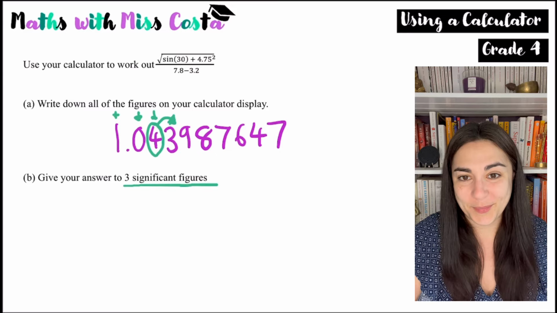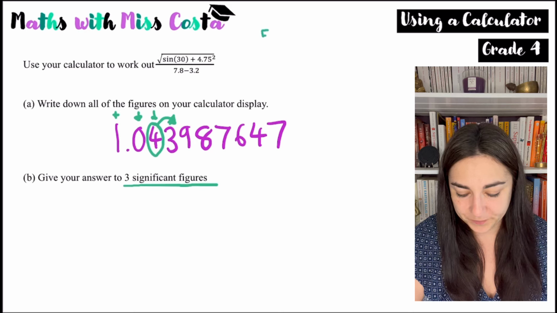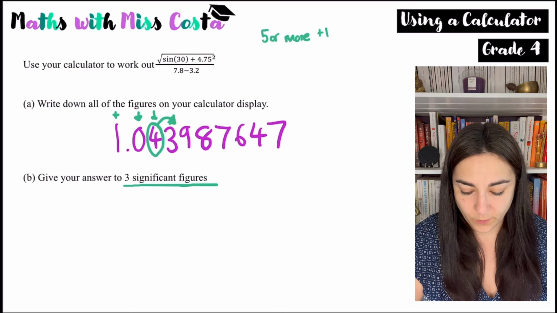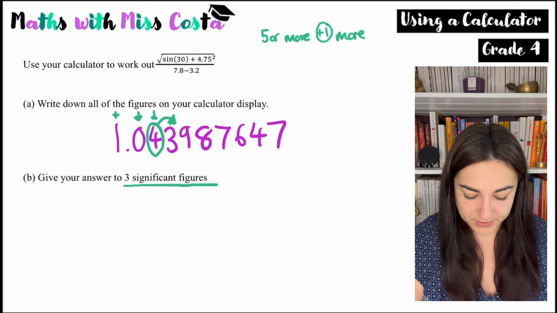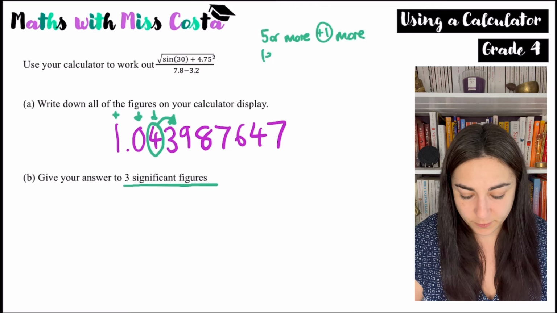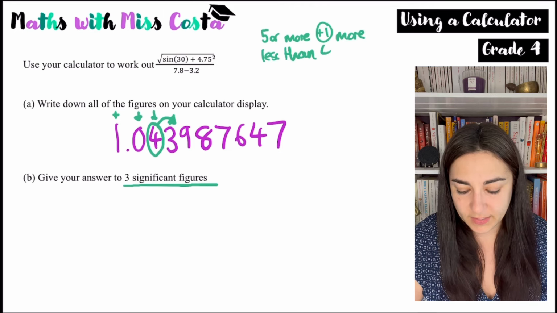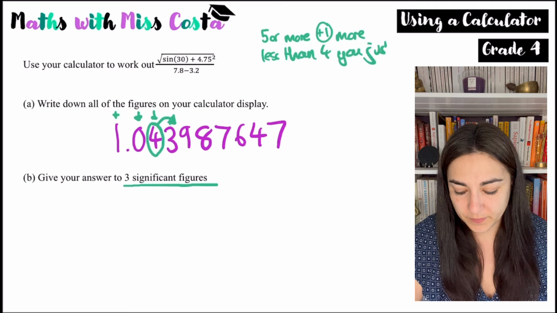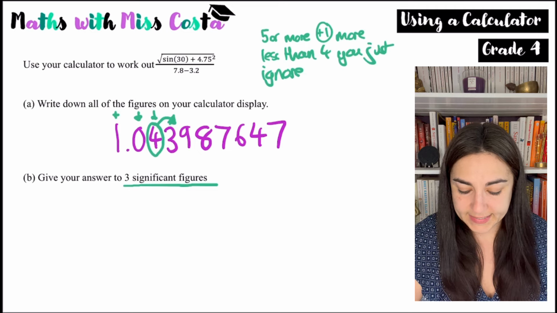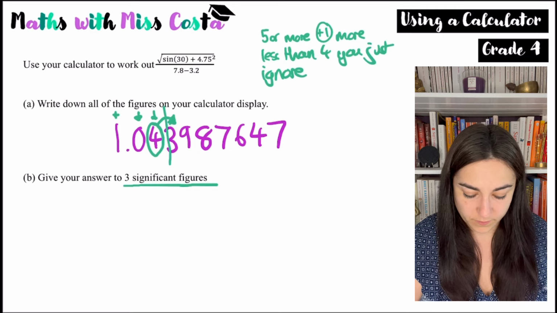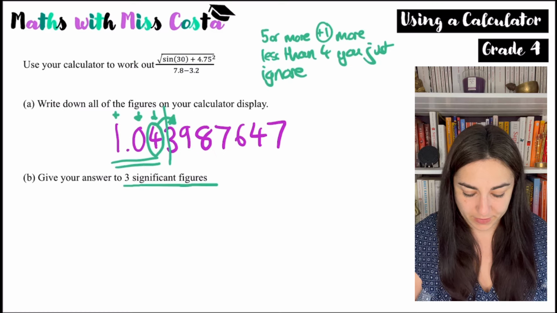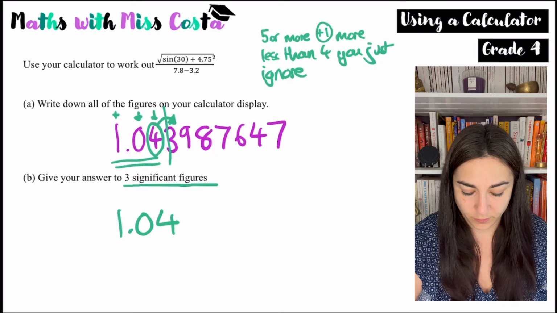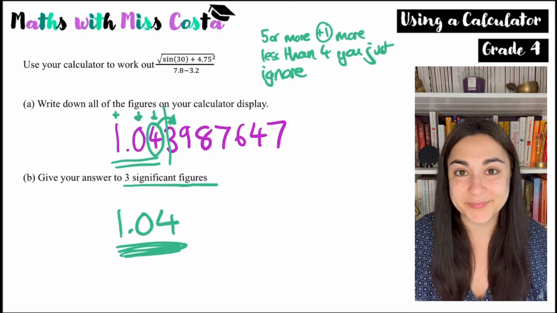Now there's a little poem that you might know. If it's 5 or more, then you add 1 more to the circled digit here. If it's less than 5, you just ignore it and chop everything off and leave this. So that would just be 1.04 to 3 significant figures.